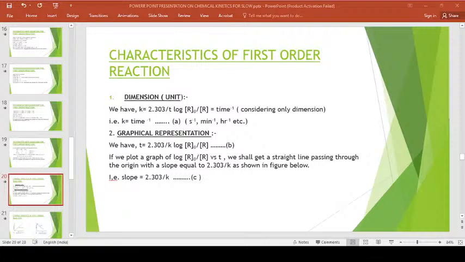From the graph you can find the intercept. You measure the value of the intercept with the help of a scale from the graph, and the antilog of the intercept will give the value of A, which is the pre-exponential factor.